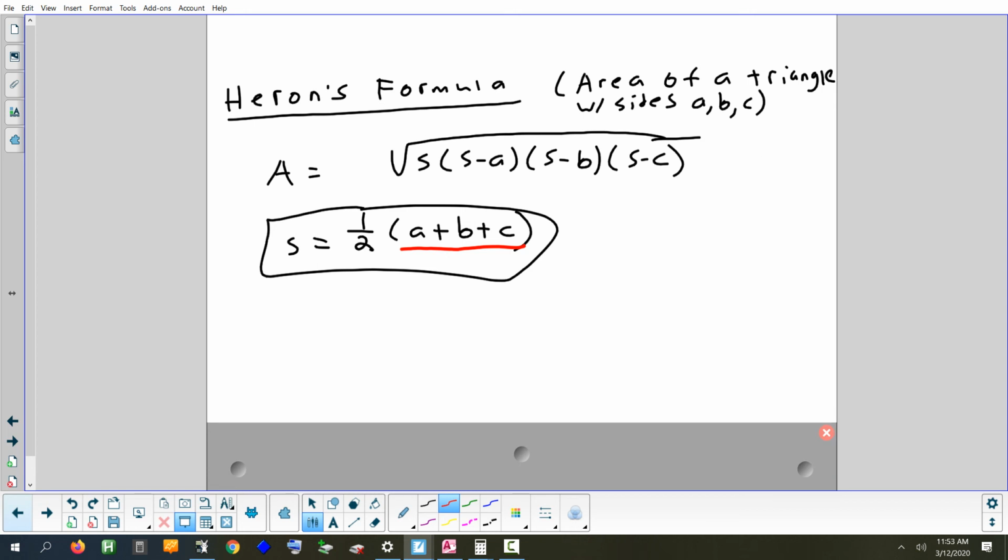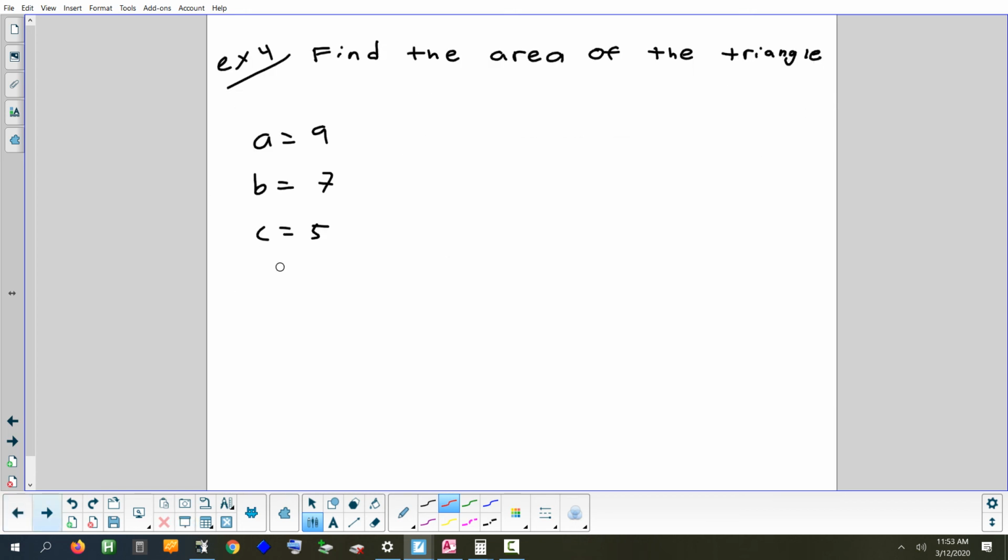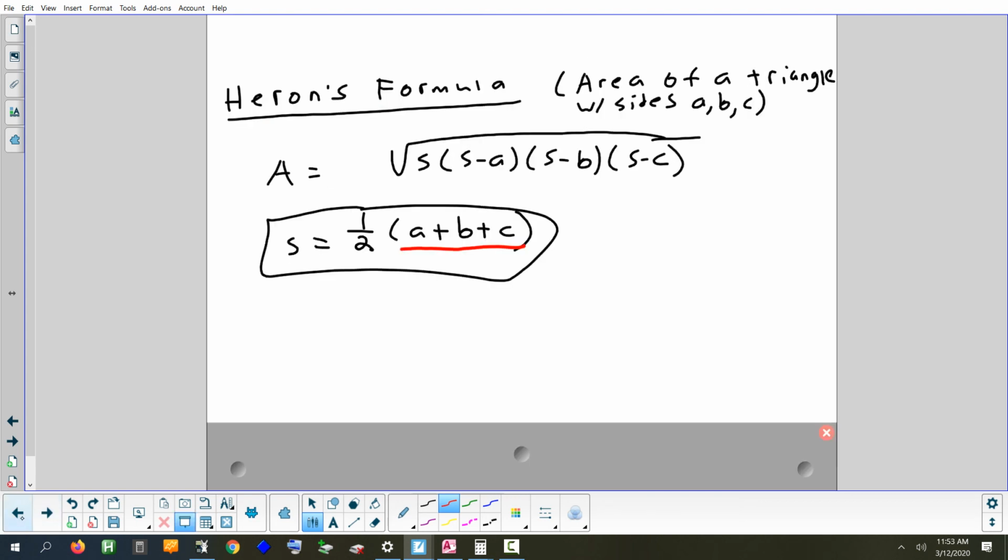So if I gave you a problem like this, it shouldn't matter. Even though you don't know which side is which now, it shouldn't really make a difference. You can still use that formula. Call each side whatever you want, that doesn't matter.